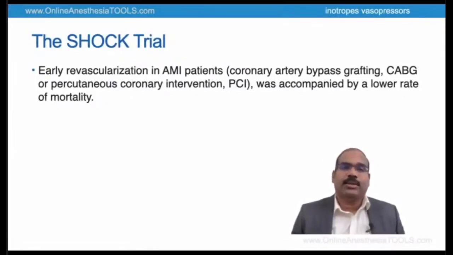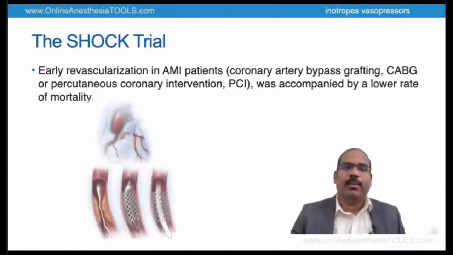Remember, in the SHOCK trial, one of the most popular trials regarding cardiogenic shock, they suggested that early revascularization in acute myocardial infarction patients, like CABG or percutaneous coronary intervention, was accompanied by a lower rate of mortality when compared to initial medical stabilization.